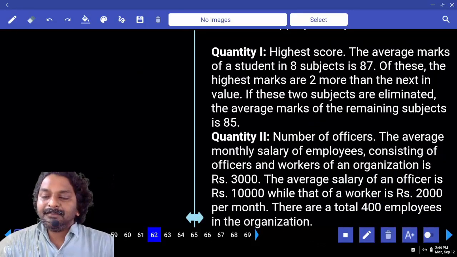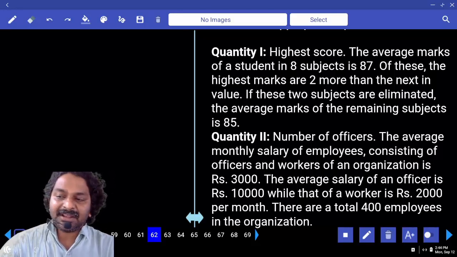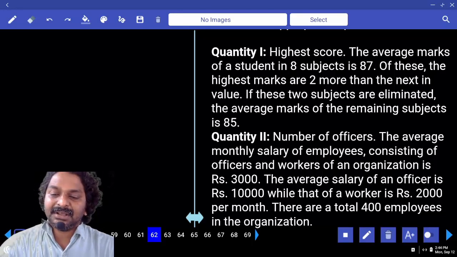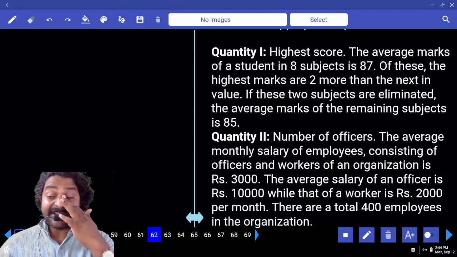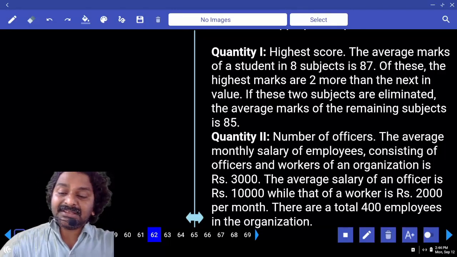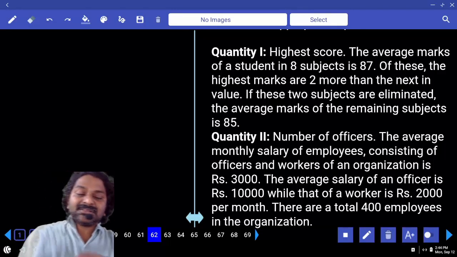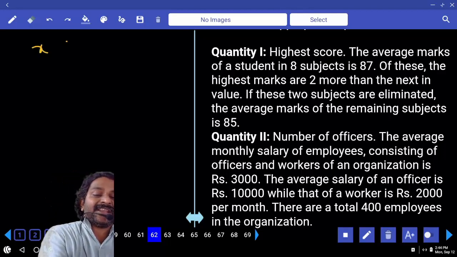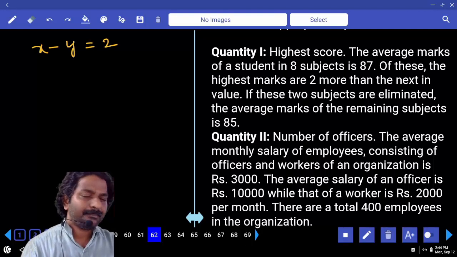Next, Q1, highest score. That's what we need to calculate. The average marks of a student in 8 subjects is 87. Of these, the highest marks are 2 more than the next number. That means, let's say x is highest and the next highest is y, and the difference is equal to 2. That's what they said, correct?